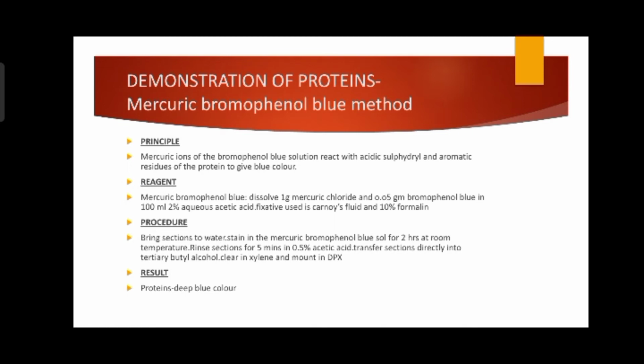So next we can see what are the reagents used for this method. First one, mercuric bromophenol blue. This mercuric bromophenol blue is made by dissolving 1 gram of mercury chloride and 0.5 gram of bromophenol blue in 100 ml of 2% aqueous acetic acid. And the fixative used for this test is Carnot's fluid or 10% formalin.